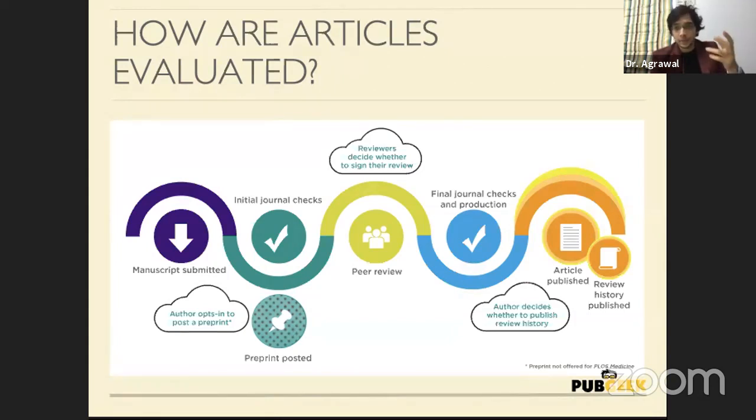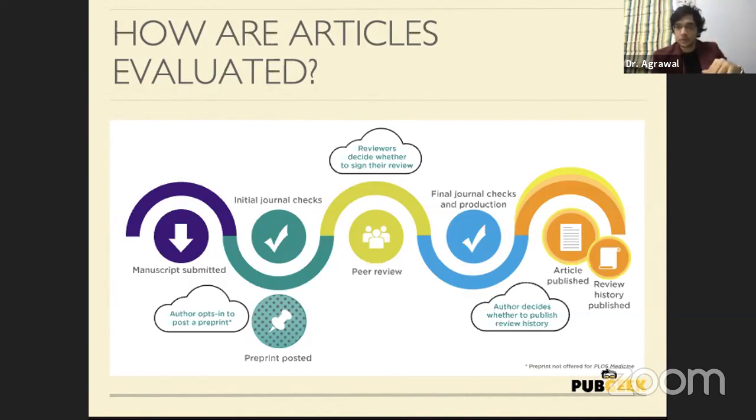So that can happen in the peer review process. But even if you edit that, there's no guarantee that that article will be published in that journal. Okay. When that's done, then there'll be final journal checks and production. The journal will show you exactly what your article is going to look like in that journal, and then you can publish it, right?